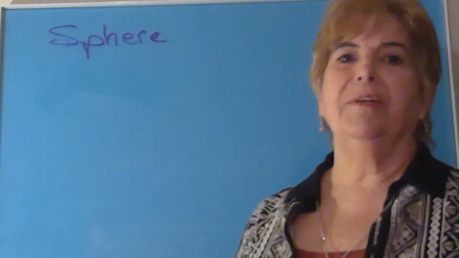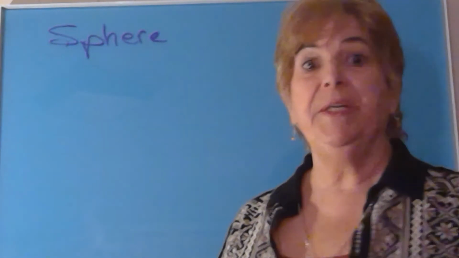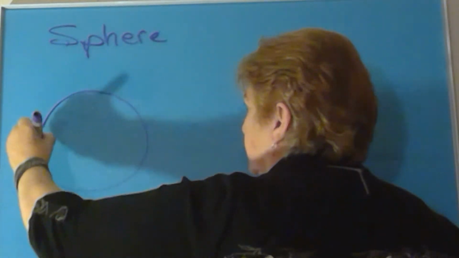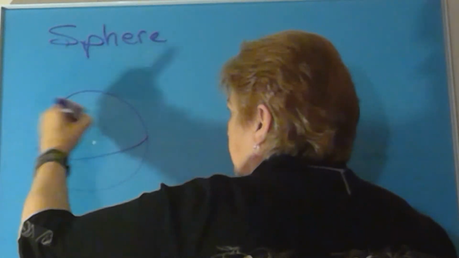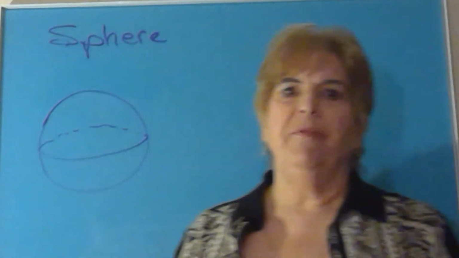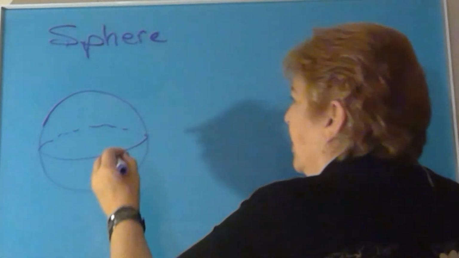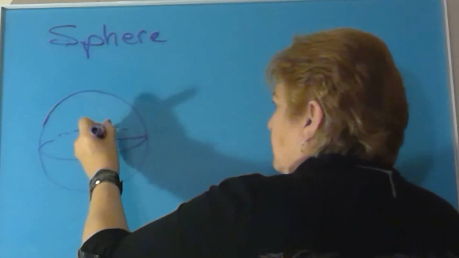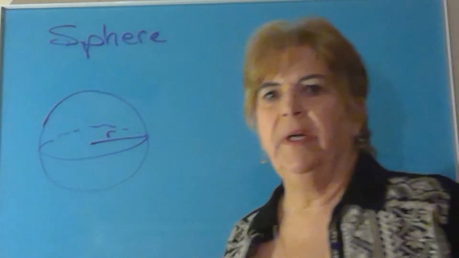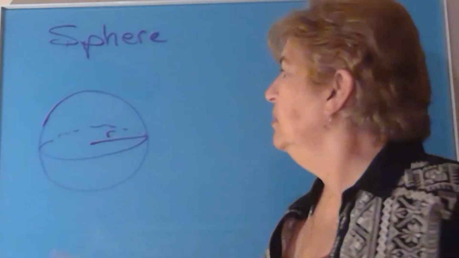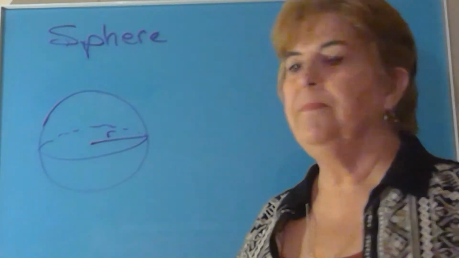Next, we're going to look at a sphere. A sphere is simply a ball. It's not perfect, but it's not too bad. A sphere also has a radius. You find the center of the sphere and you draw a segment to the sphere, and that's your radius.